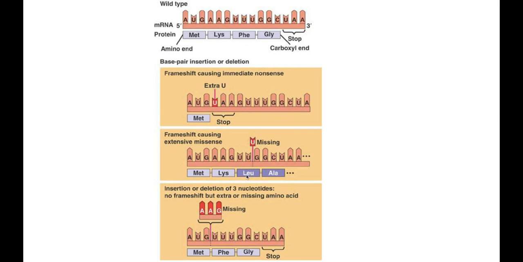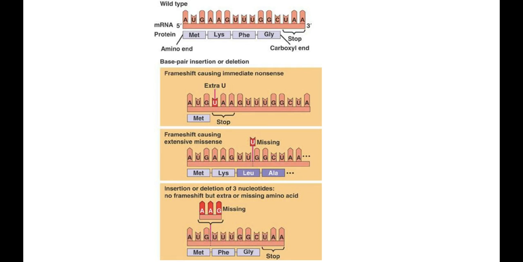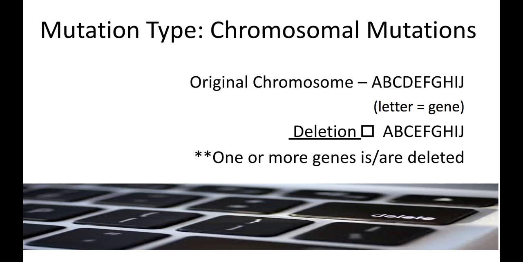Here I'm missing a U, so all of the amino acids after it would be different. Or sometimes I can insert or delete many amino acids or many nitrogen bases. It doesn't necessarily have to be one, so there could just be one amino acid gone from that. Our other types of mutations are chromosomal mutations. So the chromosomal mutation will be larger than just one nitrogen base.